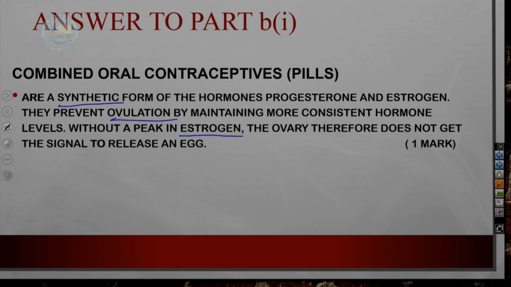So remember, we would have said that when estrogen peaks, then you would have had LH being released, and LH would in turn have caused the secondary oocyte to be released from the Graafian follicle. So if estrogen does not peak, then we do not have this release. And that is how this pill works.